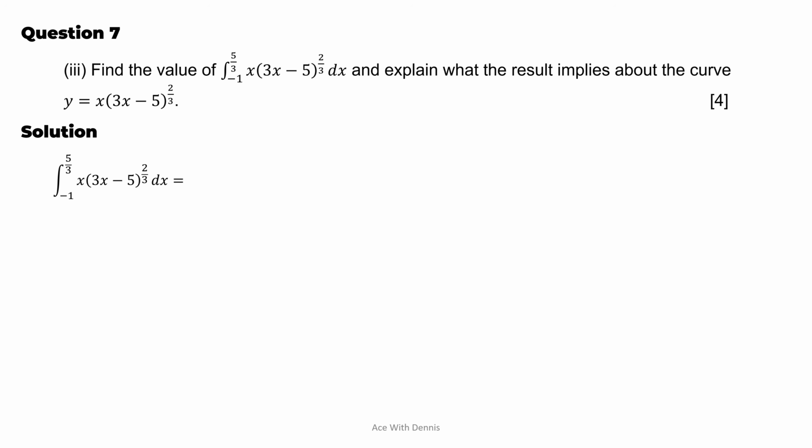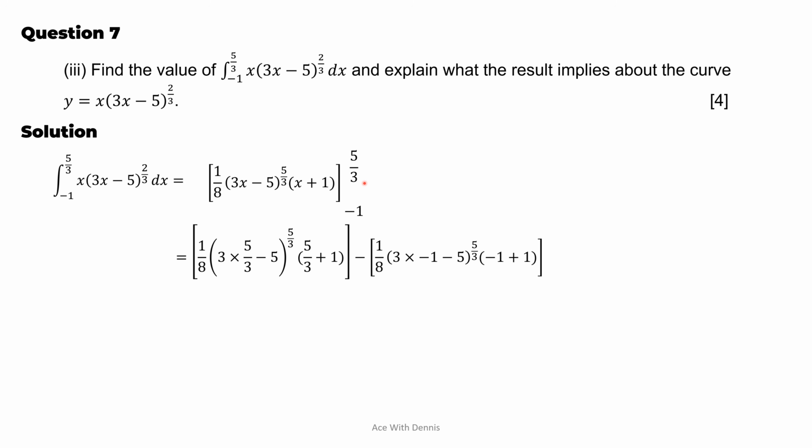We already integrated this expression, right? x times (3x minus 5) to the power 2/3. Okay, when you apply here, right, the answer is 1 over 8 times (3x minus 5) to the power 3 times (x plus 1). But we have a limit here from -1 to 5 over 3. So it's -1 here, 5 over 3 is here. Okay, then we just substitute 5 over 3 inside and then minus substitute -1 inside the bracket, right? This is what we get.